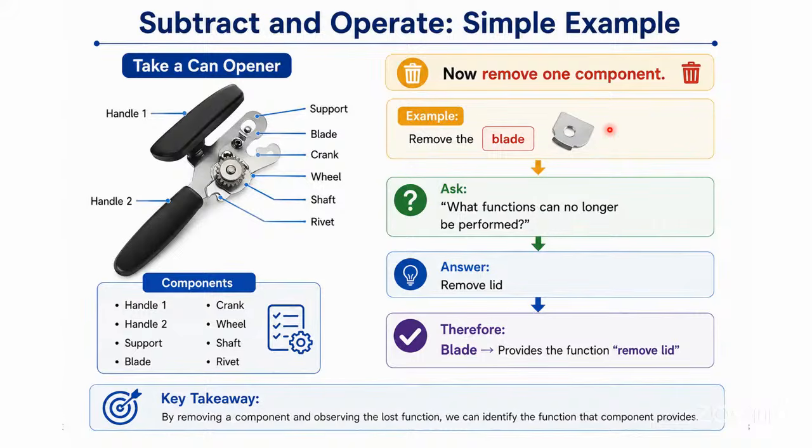I think now it is possible for you to understand the function tree. By removing a component and observing the lost function, we identify the function that component provides. In the absence only, we'll know the value of it, right? So SOP works based on that.